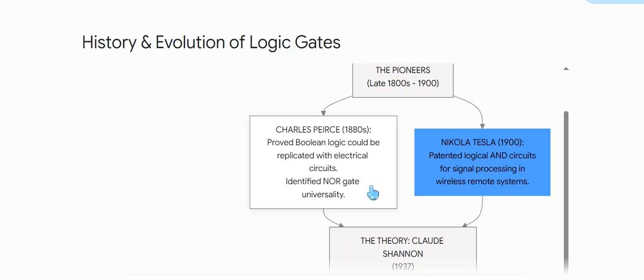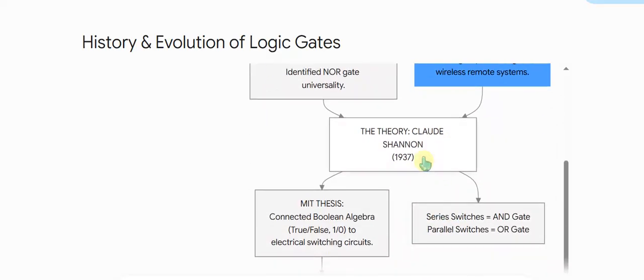All right, then the next name is Nikola Tesla. He patented logical AND circuits for signal processing. Mostly he was working on the wireless remote system, so he thought that it can be utilized for signal purposes. Then finally, according to the books, mainly computer students come to know about Claude Shannon in 1937.